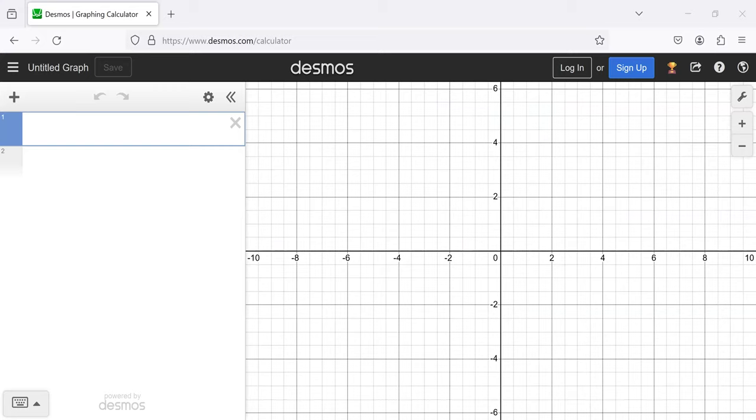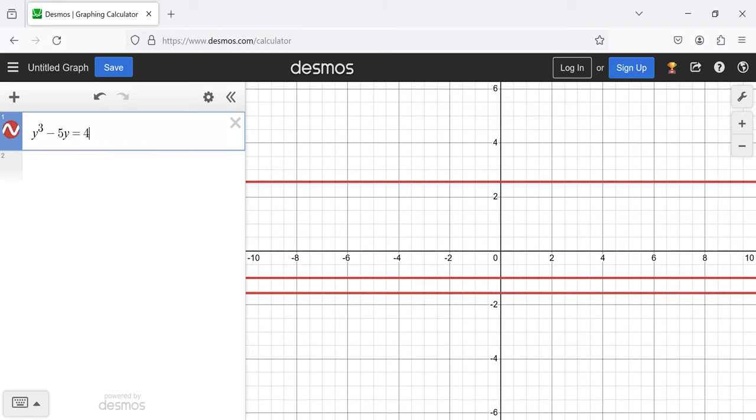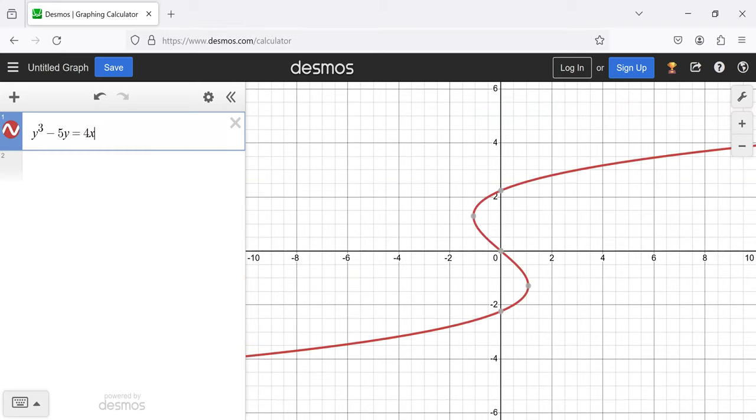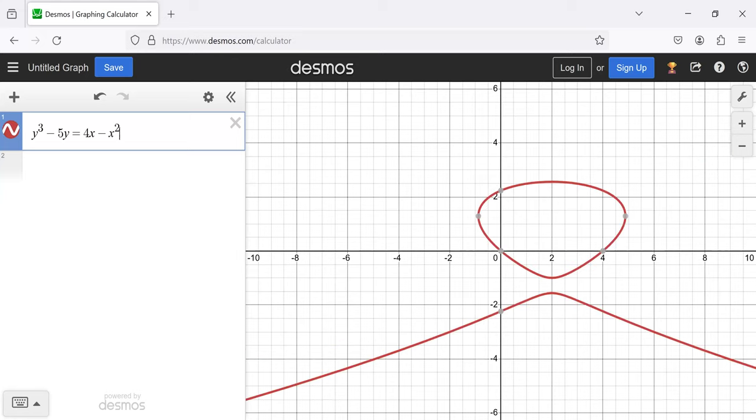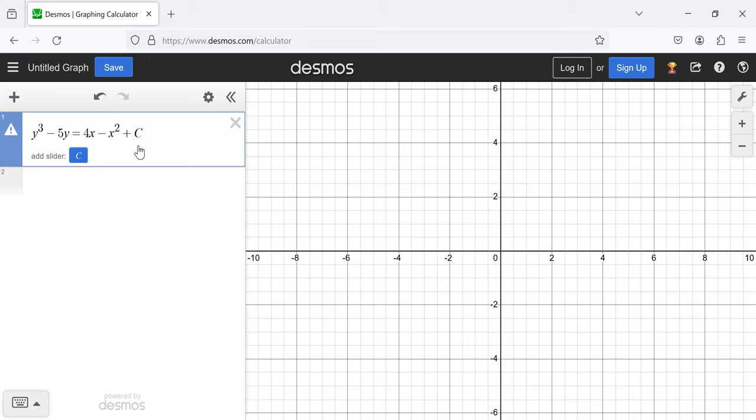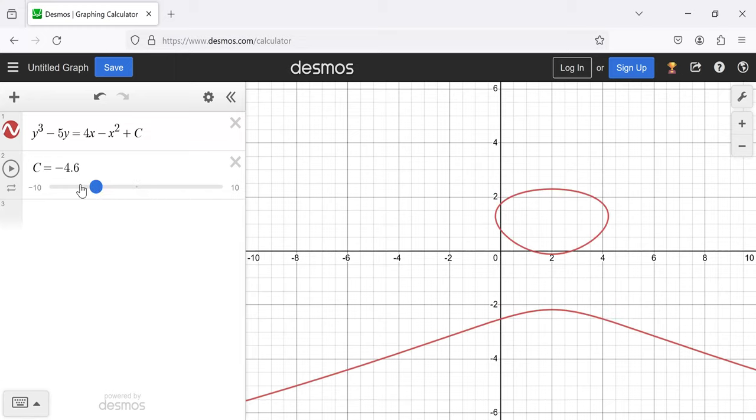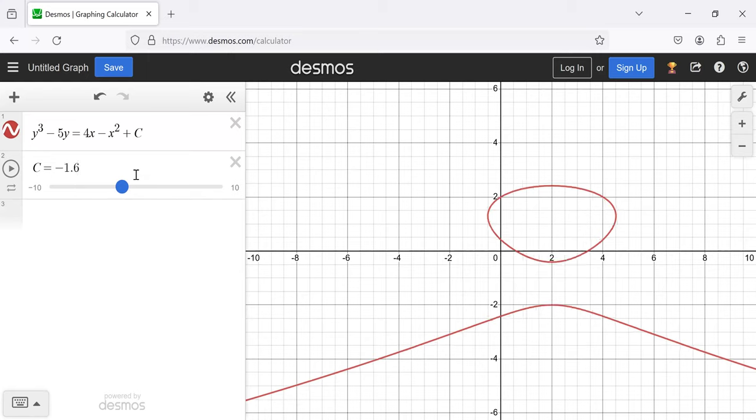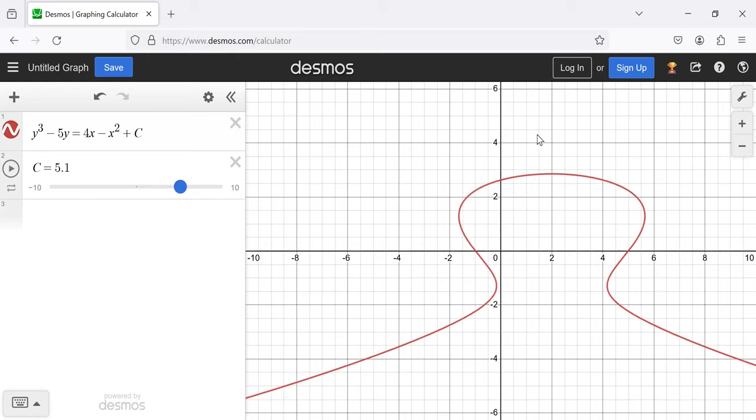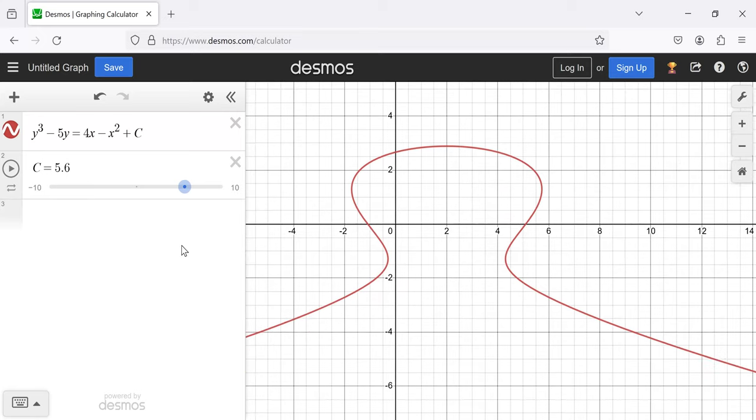Let's graph y cubed minus 5y equals 4x minus x squared. And then we don't know what c is, but we can type plus c and then add a slider, and different values of c give us different graphs. It's kind of a fun graph or an interesting graph to see.